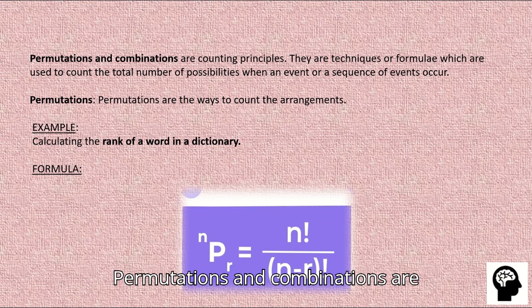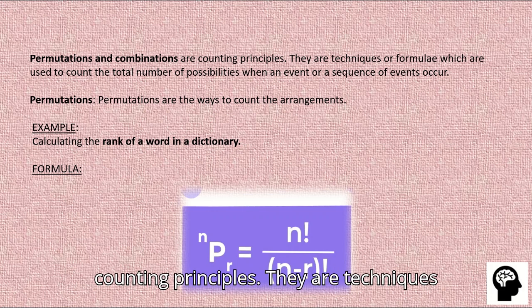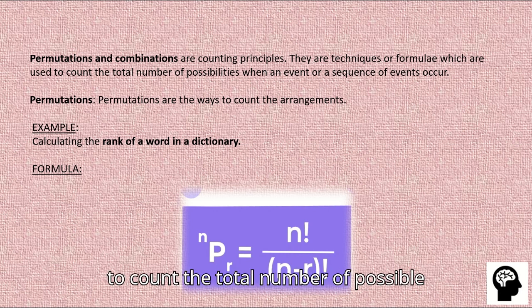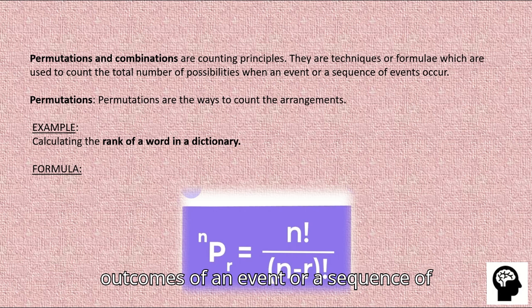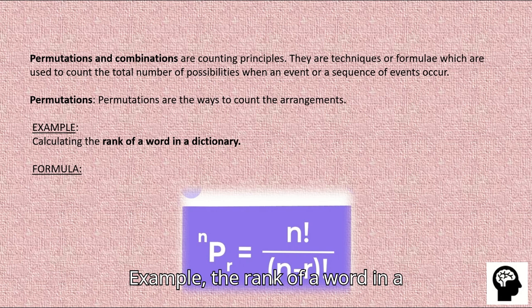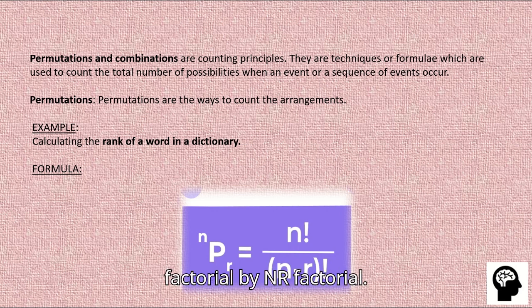Permutations and combinations are counting principles. They are techniques or formulae which are used to count the total number of possible outcomes of an event or a sequence of events. Permutations are the ways to count an arrangement. Example, the rank of a word in a dictionary. The formula is nPr equal to n factorial by n minus r factorial.